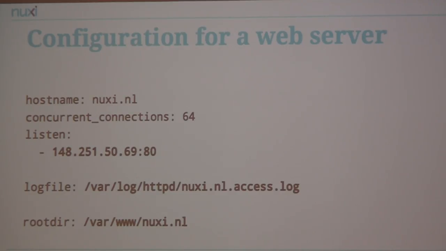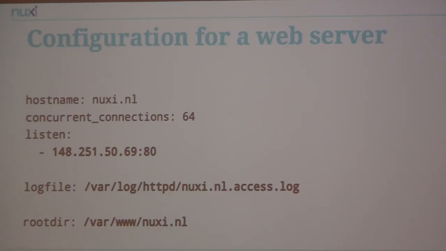We have a listen attribute, and normally you would want to list IP addresses and port numbers on which this web server should listen. And then underneath, a couple of attributes for file system access, namely a log file where log entries should be written to, and a root directory attribute where you specify the directory that contains all of the files that need to be accessible through the web.